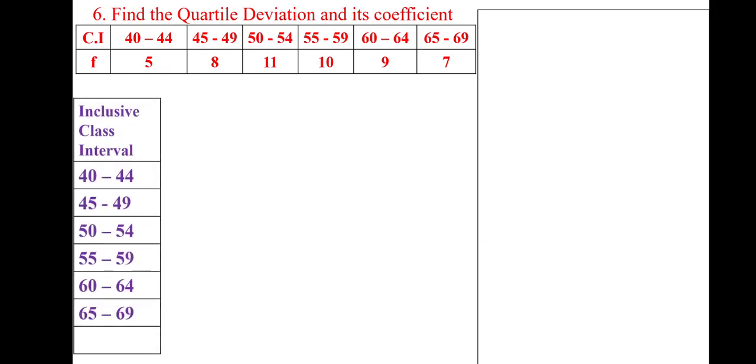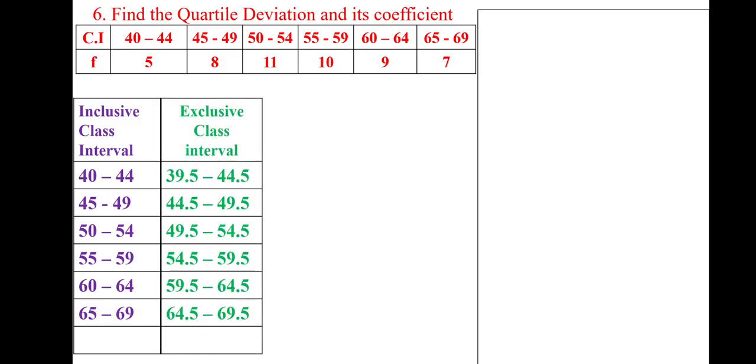So it will be written in this format. First, inclusive class interval we need to convert as exclusive class interval in this form. Lower limit of all the class intervals, subtract by 0.5. Upper limit, add by 0.5. So we will convert inclusive class interval into exclusive class interval.